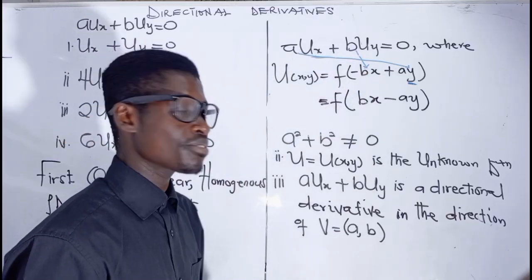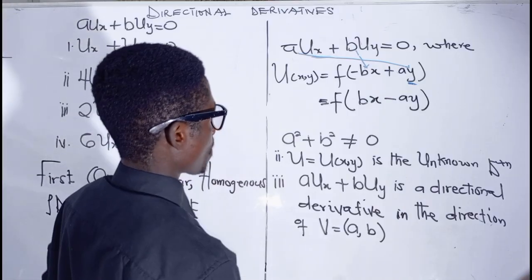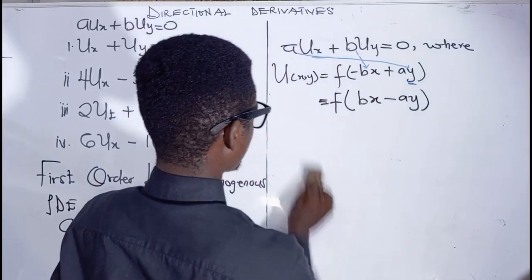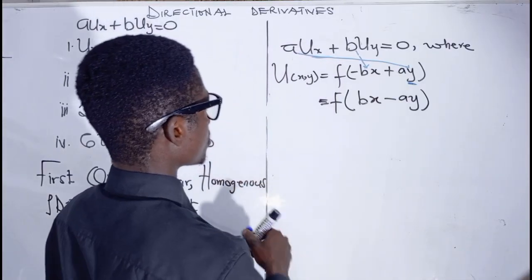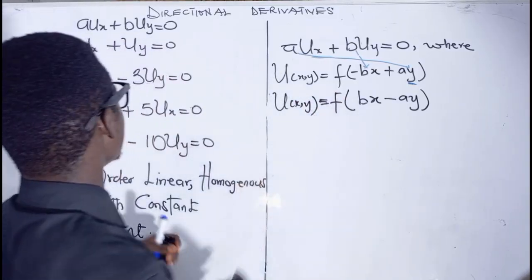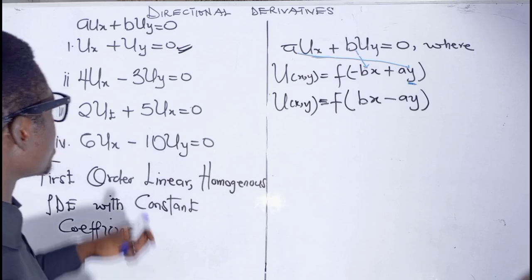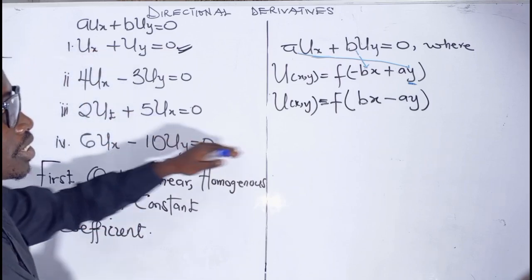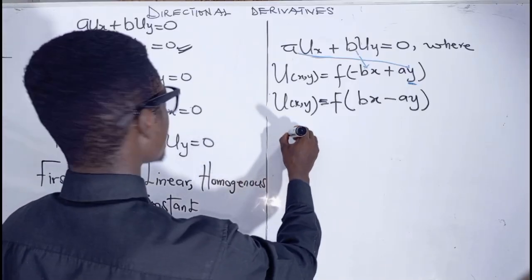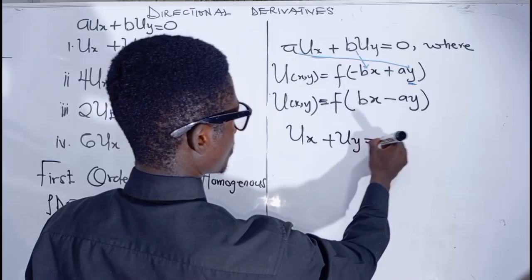Now that we know this, let's find the general solution for some of these PDEs here. So this is one of our general solutions. We want to find the general solution for this PDE. Very, very easy and simple. As we said, this is a directional derivative PDE. So the general solution is of this form. So first we have our PDE u_x + u_y = 0.